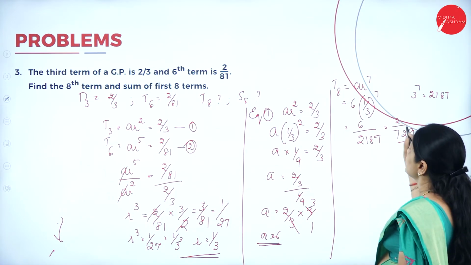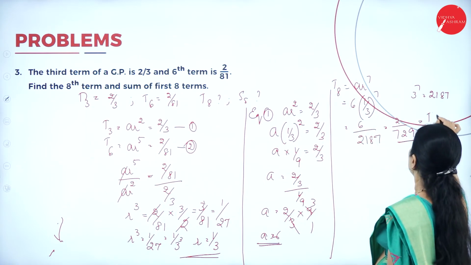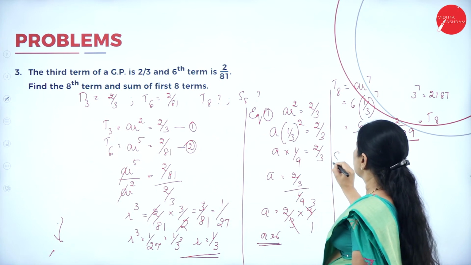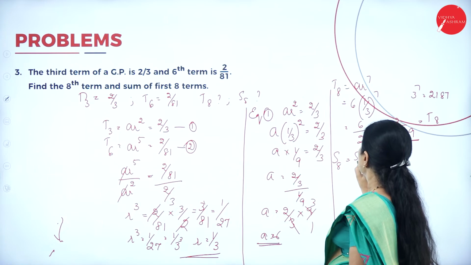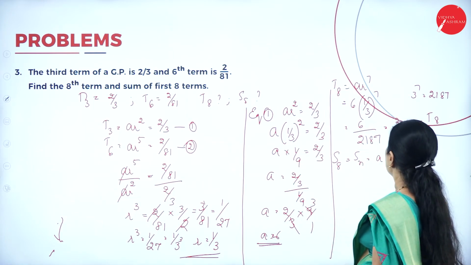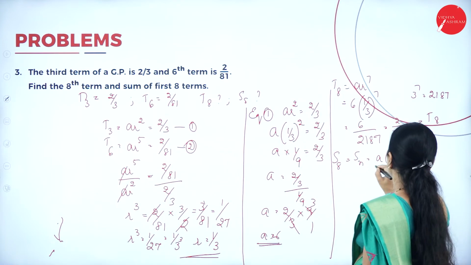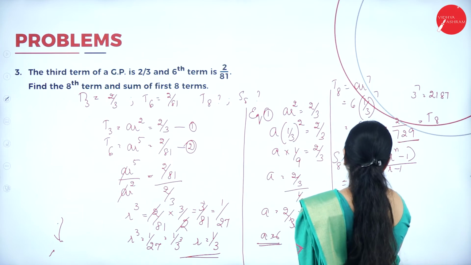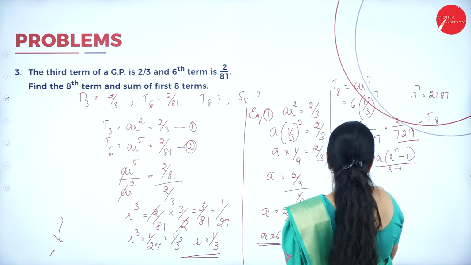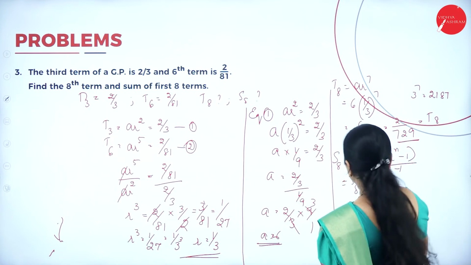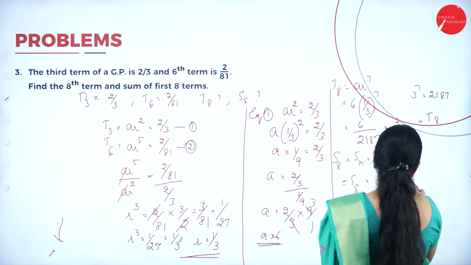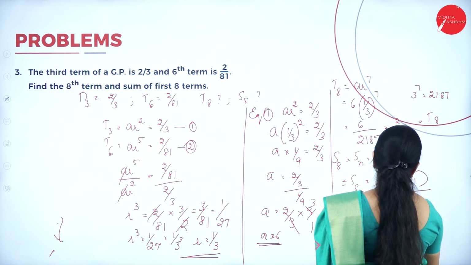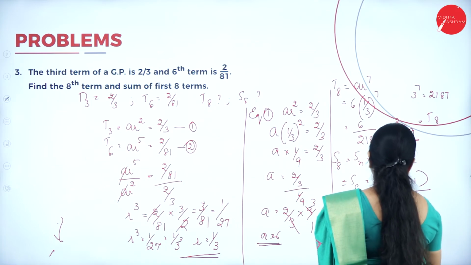Now this is the answer. So T8 equals 2 by 729. Now the next step is I have to find S8. So S8 equals, we use the Sn formula, A into R to the power of n minus 1 divided by R minus 1. So S8 will be equal to, what is A? 6 into R is equal to 1 by 3 whole to the power n is 8 minus 1 divided by 1 by 3 minus 1.